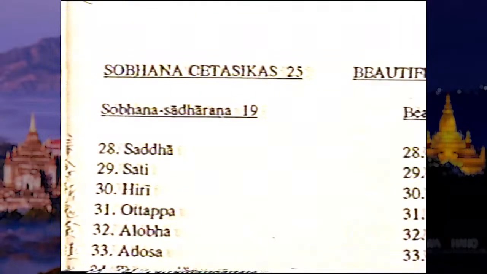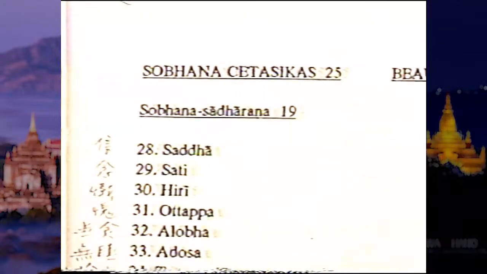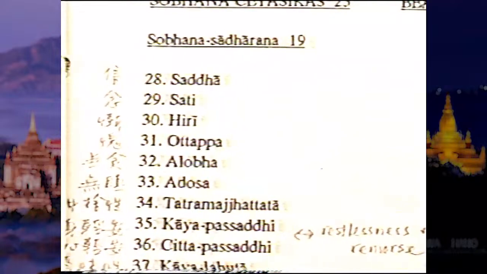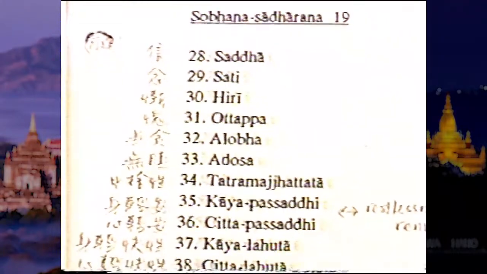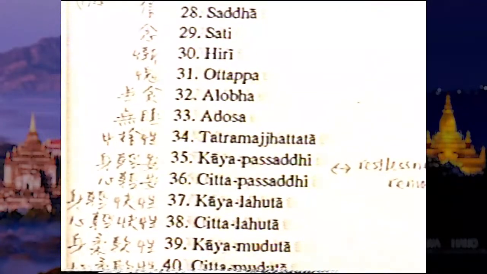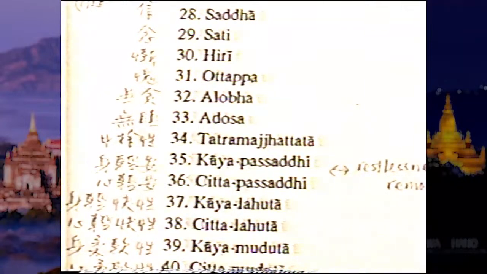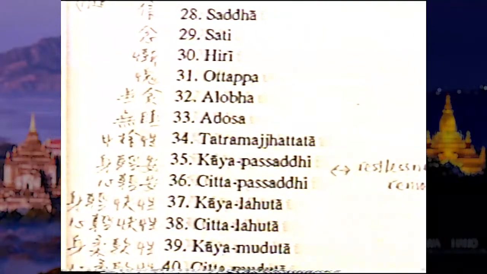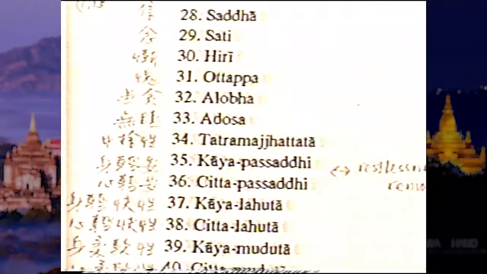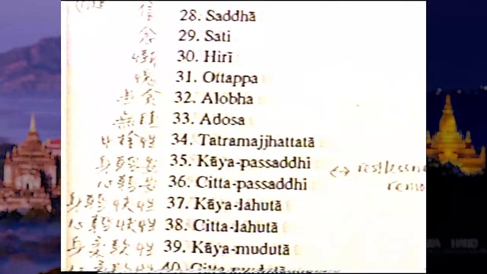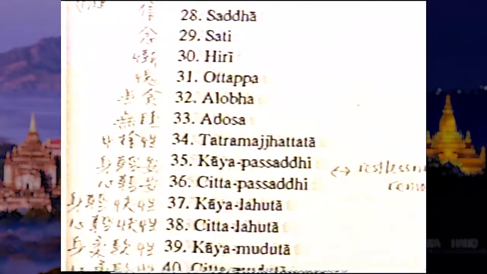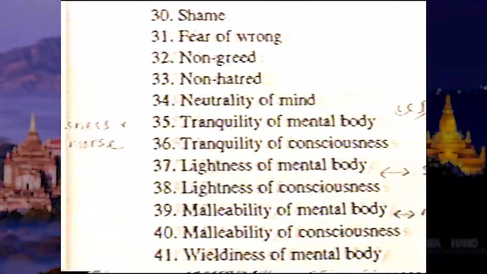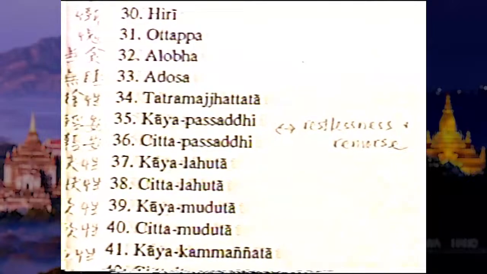So the first one is saddha, faith, and sati, mindfulness, hiri, moral shame, ottappa, moral fear of wrong, and then alobha, non-greed. It is the opposite of lobha. Adosa, non-hatred, opposite of dosa. And then tatramajjhattata, neutrality of mind. Mind not falling to this side or that side. So majjha means middle, so staying in the middle. And then kaya passaddhi, tranquility of mental body. That means tranquility of cetasikas. Citta passaddhi, tranquility of consciousness.